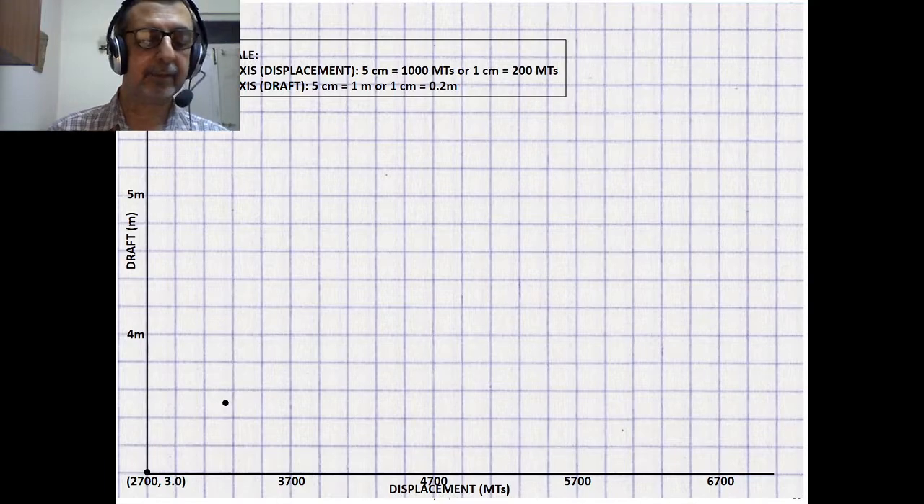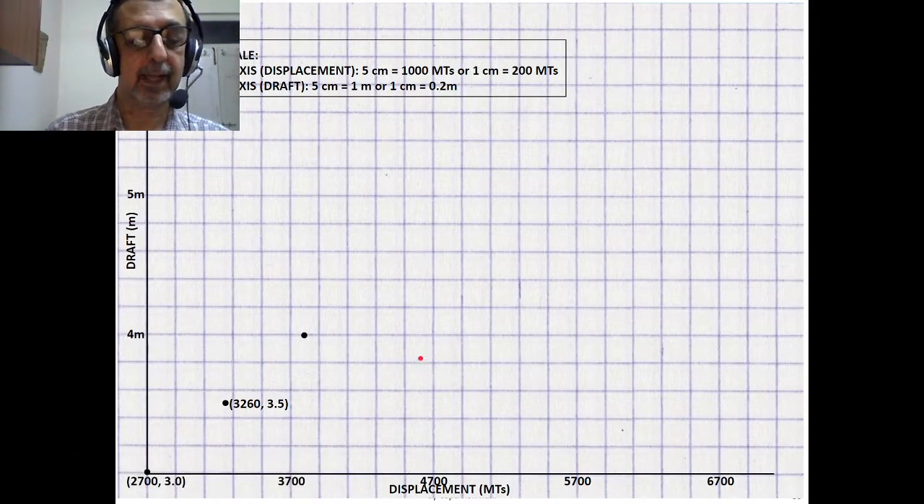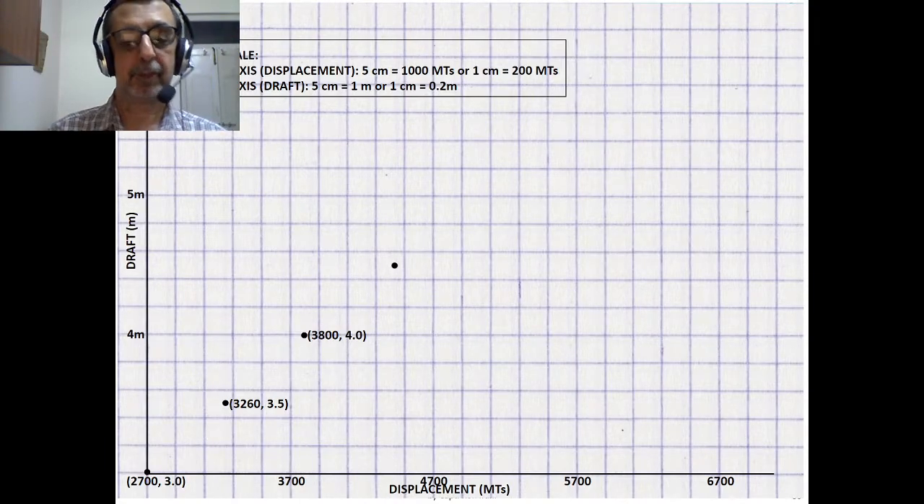Now we mark off the second spot at 3.5 meters versus 3260 metric tons. We write that value against the dot that has been marked. The next dot will be at 4 meters and 3800 metric tons. The next dot will be at 4.5 meters at 4450 metric tons.